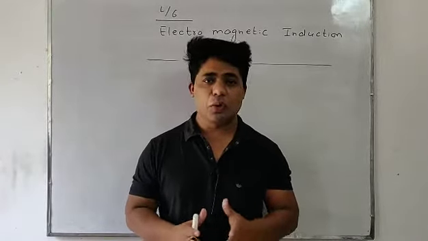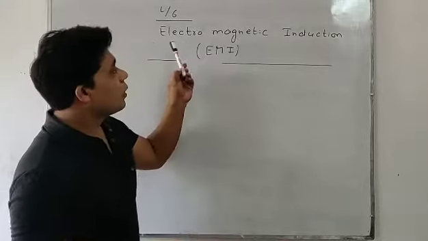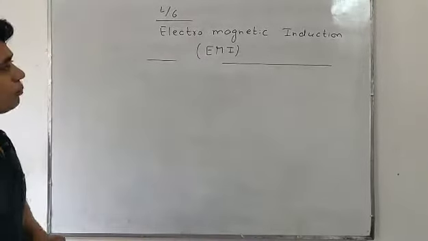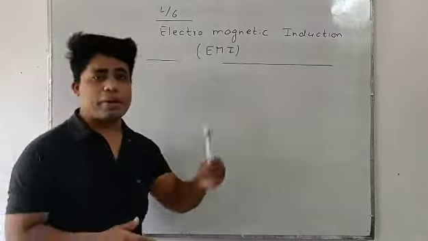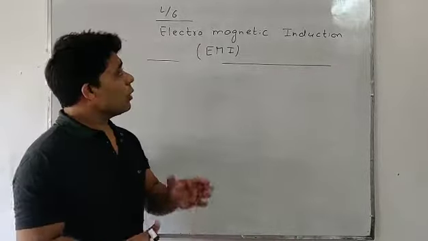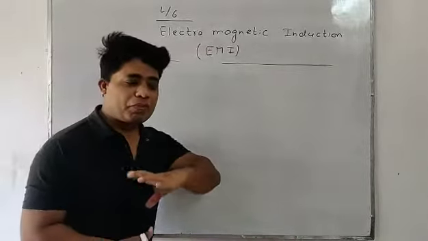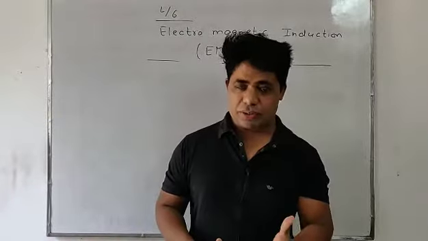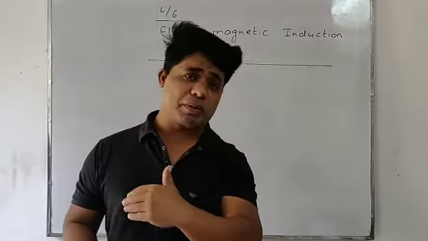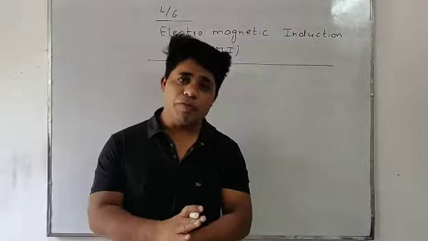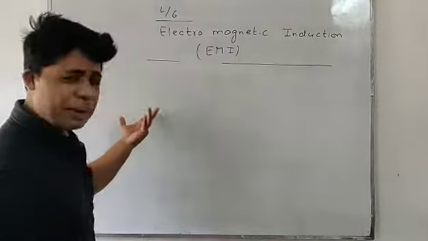Today we'll start new lesson number 6, electromagnetic induction. In short, it is said to be EMI. Before explaining the meaning of electromagnetic induction, we'll start with magnetic flux, which we also did in the previous chapter, in the magnetic property of substances, in magnetism.